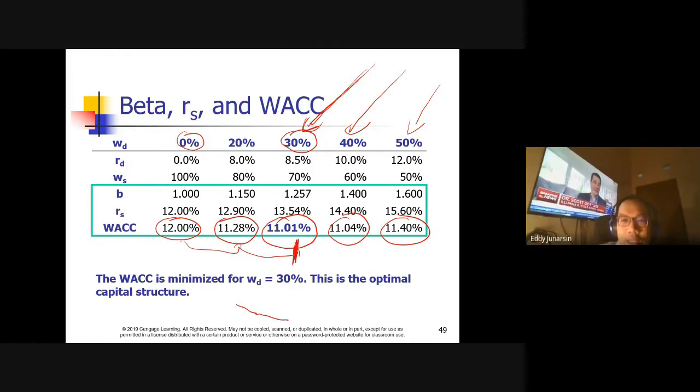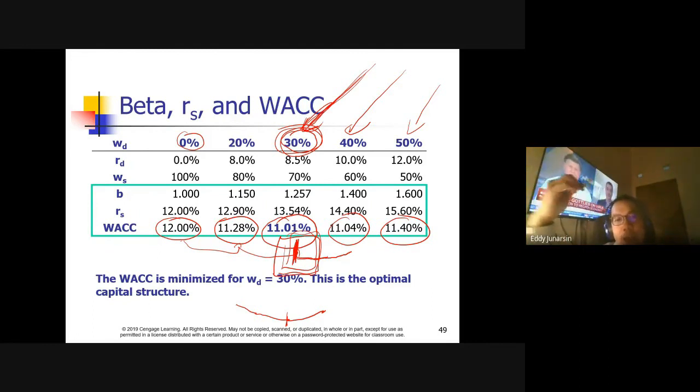In this 30-70 mix, if you keep adding debt financing into your capital structure, the cost of capital increases, so it's not good anymore. So what is the capital structure mix that gives you the lowest cost of capital? This one, right? That's why in this example we are saying that 30% debt and 70% equity is the optimal capital structure, because we are at this point.